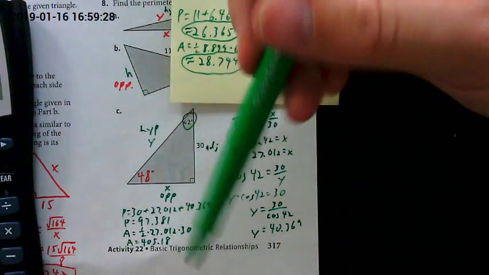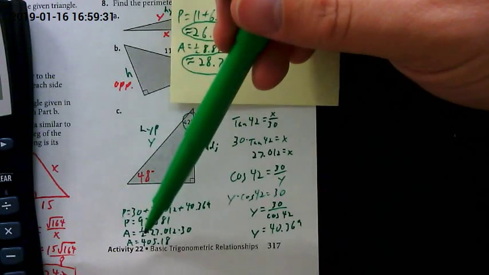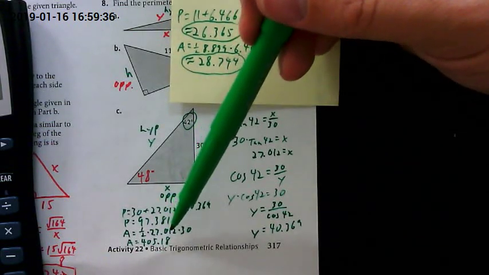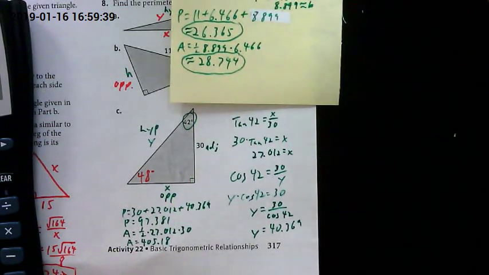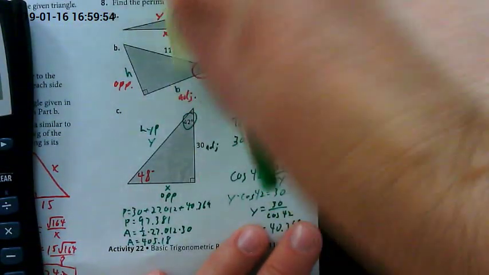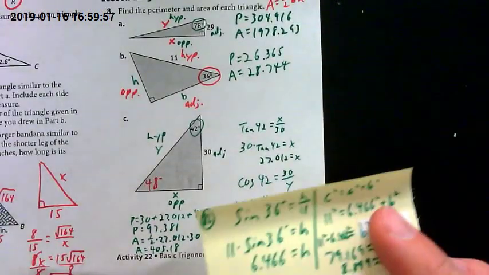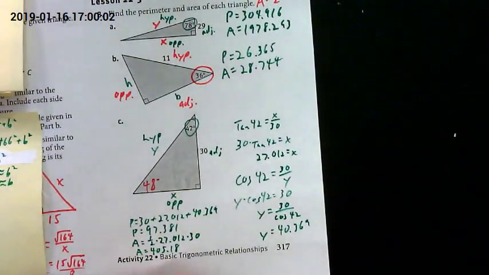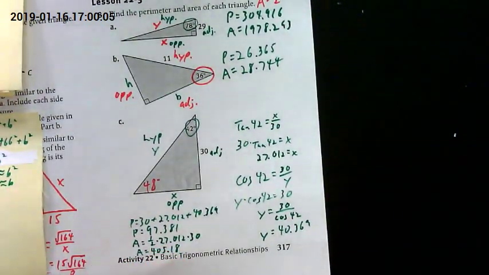2.27 times what is that? Which one are you looking at? This area? That's 1/2 times 27.012 times 30. So again, 1/2 times 27.012 times 30. Yeah, okay. Thank you. So that's all of the front side of that page. Again, you're not going to have a whole lot of problems like that. It's not that bad though. I understand the choice.